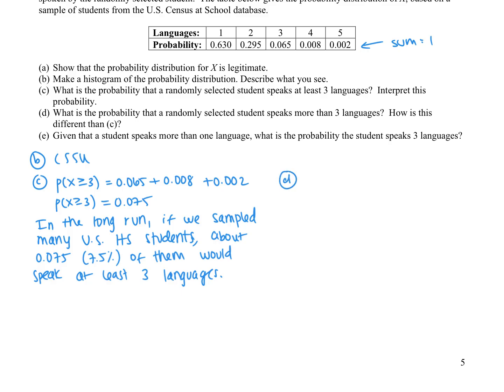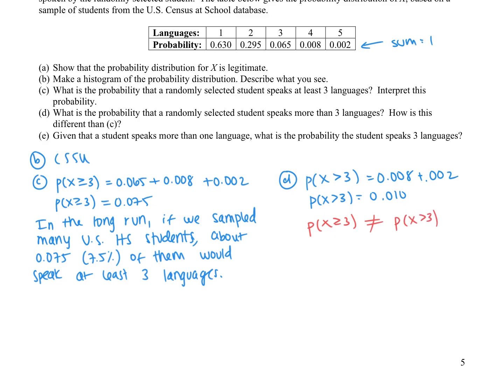Okay, in D, what is the probability that a randomly selected student speaks more than 3? So in that case, we only want 4 and 5. And that would be 0.010. What I really want us to notice is that our answer in C, so greater than or equal to 3, is not the same as the answer we got in D.